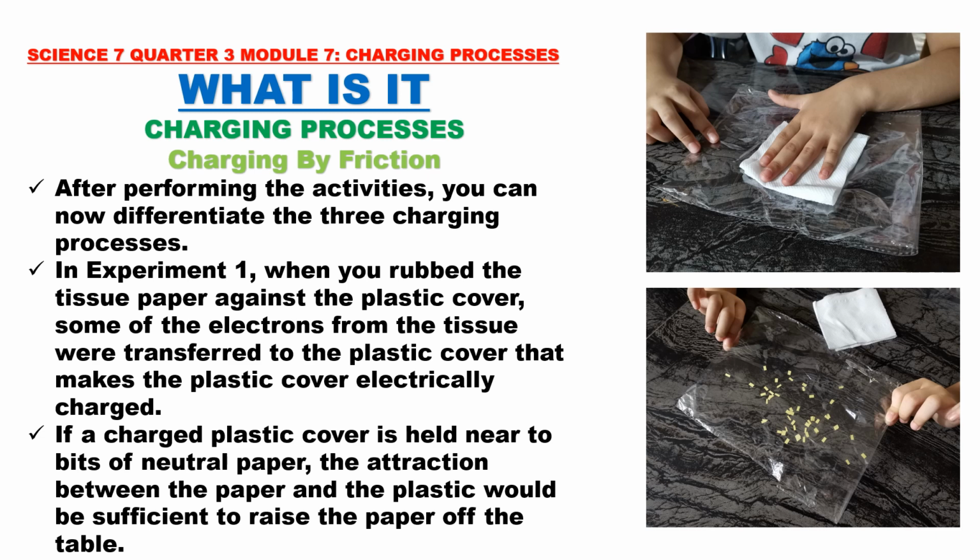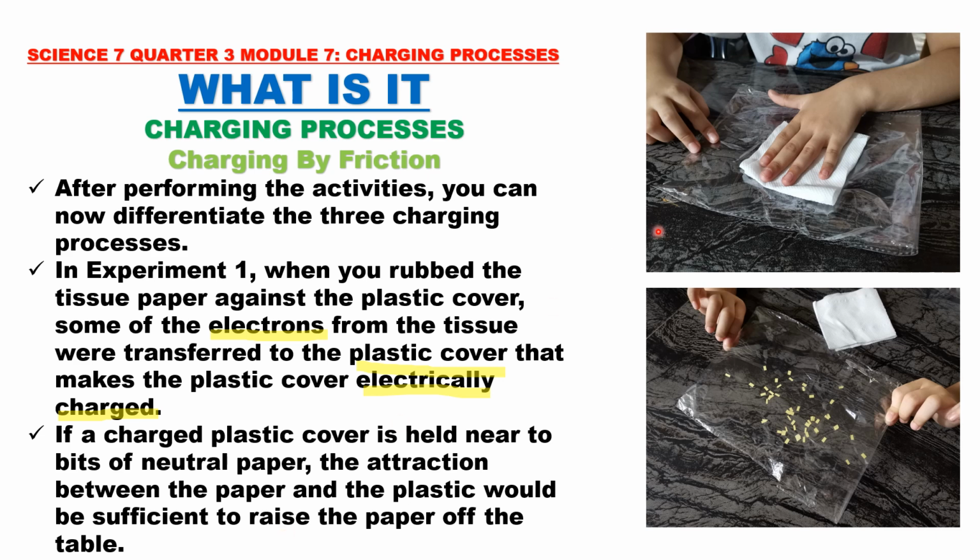After performing the activities, you can now differentiate the three charging processes. In experiment 1, when you rub the tissue paper against the plastic cover, some of the electrons from the tissue were transferred to the plastic cover that makes the plastic cover electrically charged. If a charged plastic cover is held near to bits of neutral paper, the attraction between the paper and the plastic would be sufficient to raise the paper off the table.